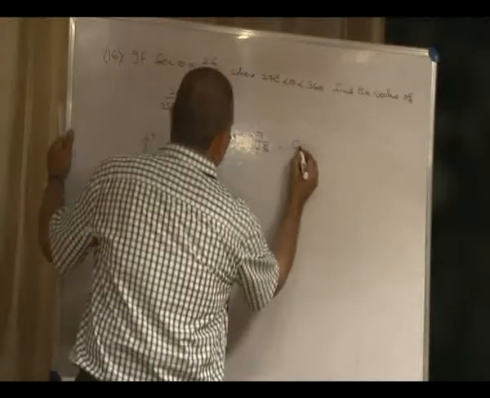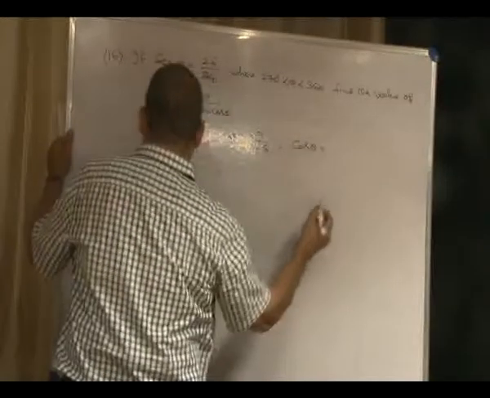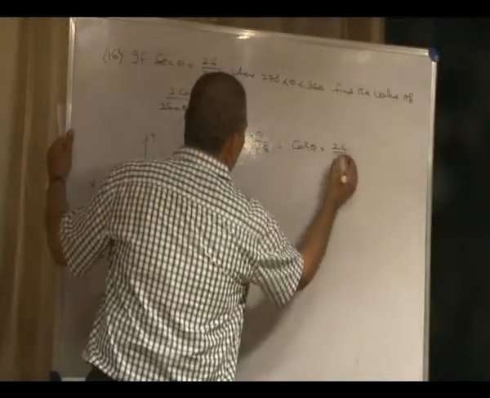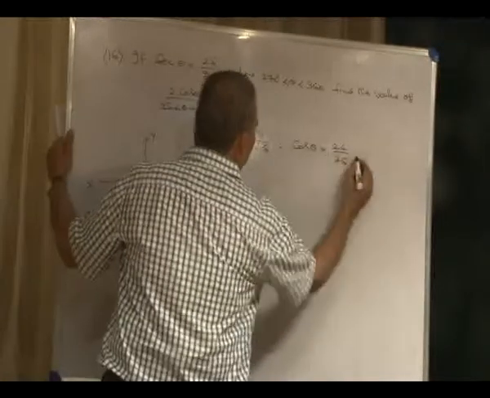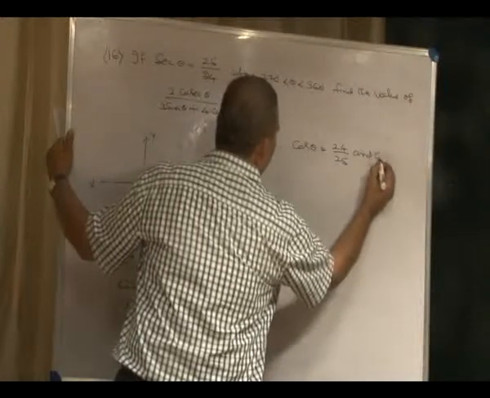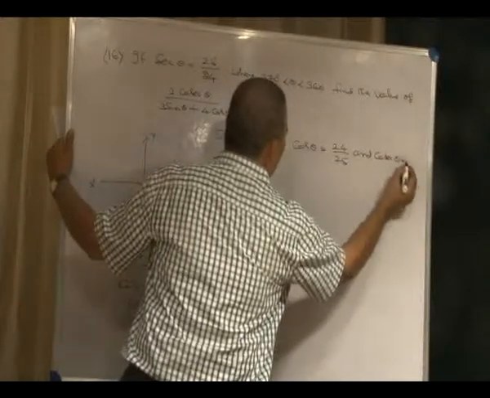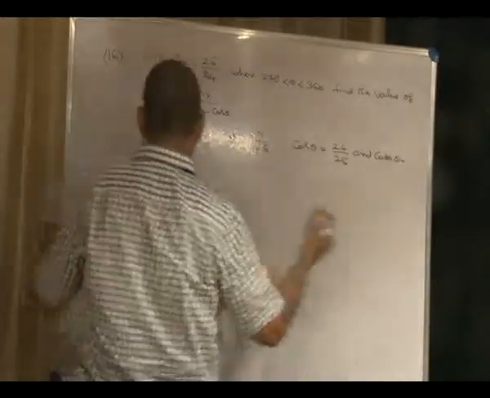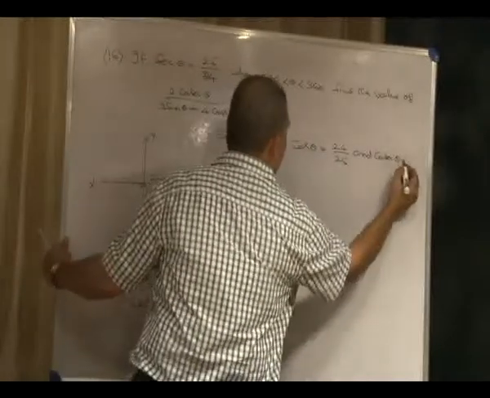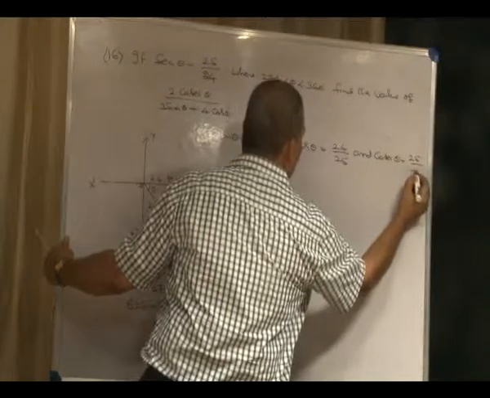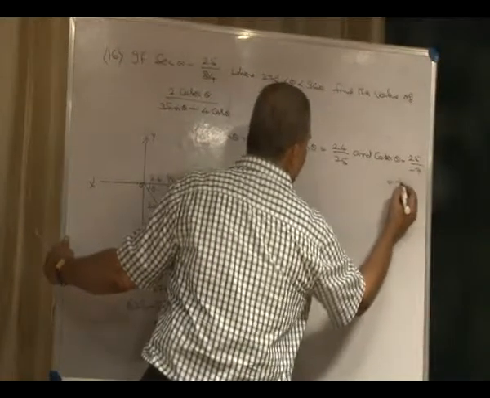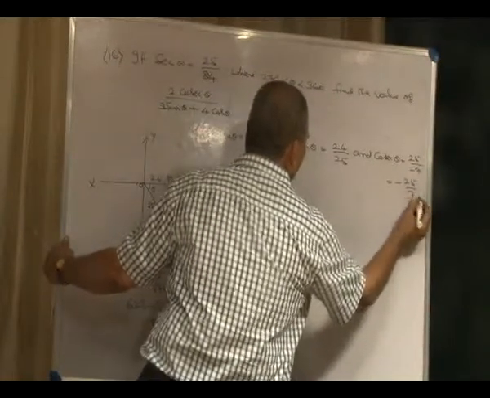Cos theta equals adjacent side 24 by hypotenuse 25, and cosecant theta equals hypotenuse 25 by opposite side minus 7. 25 by minus 7 is minus 25 by 7.